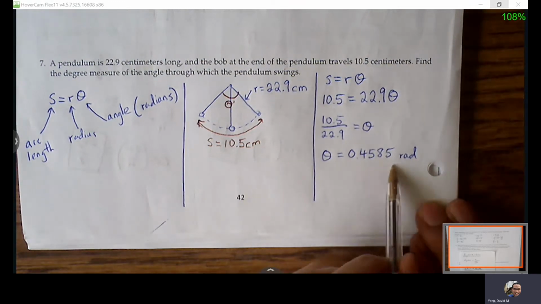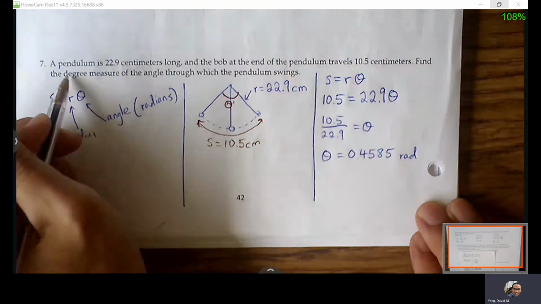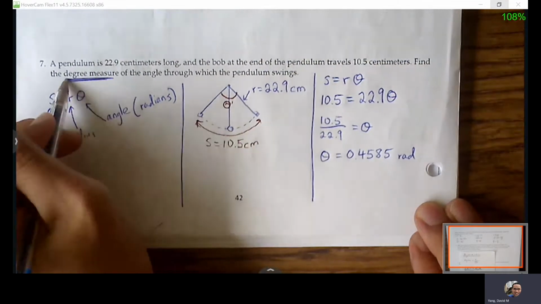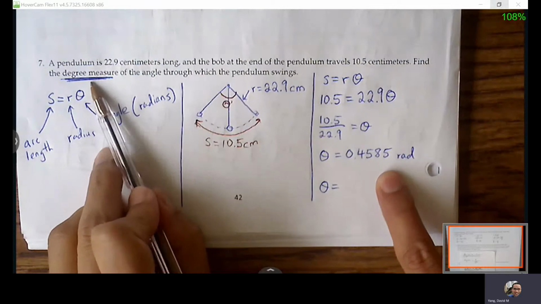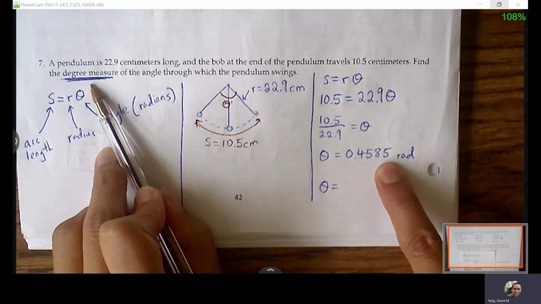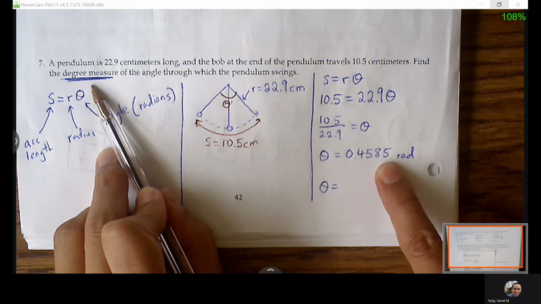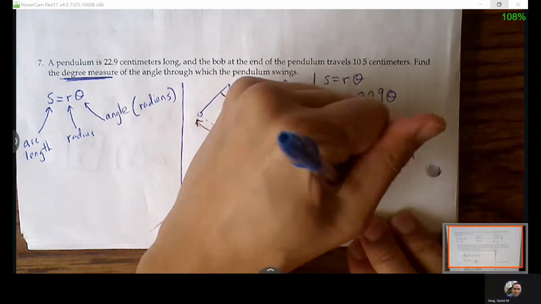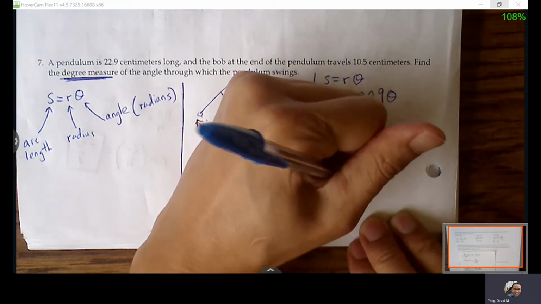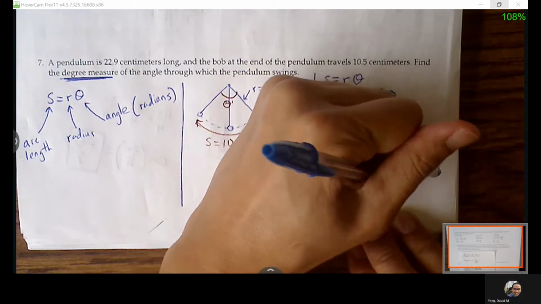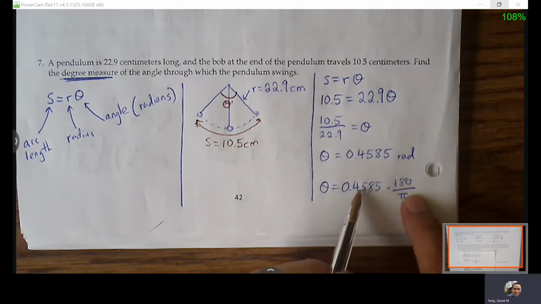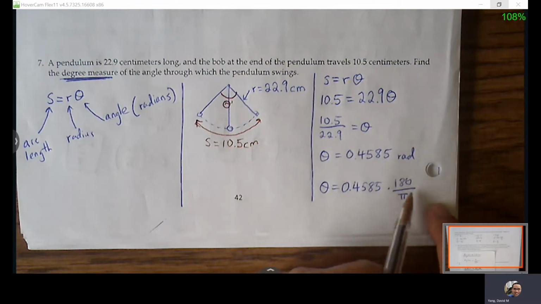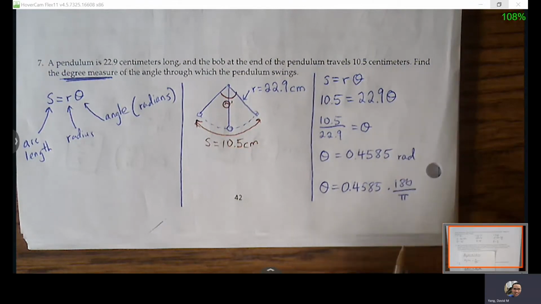But is this what the problem is asking for though? No. Okay, degree measure. So how do we make that adjustment? How do we get from radians to degrees? Multiply. Multiply by? 180 divided by pi. Good. It feels weird not having pi to cancel out, but this will convert this unit to the proper form that we want.